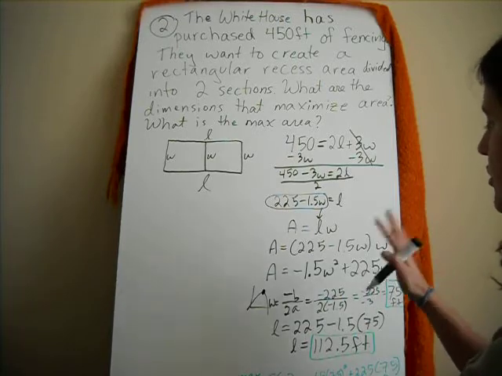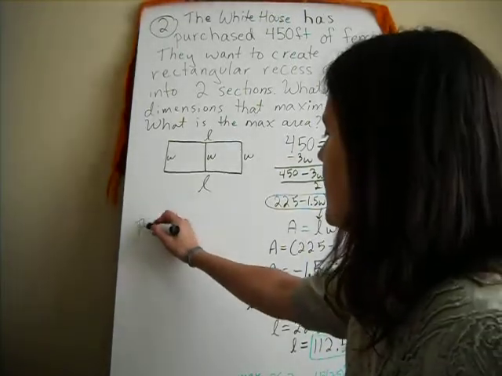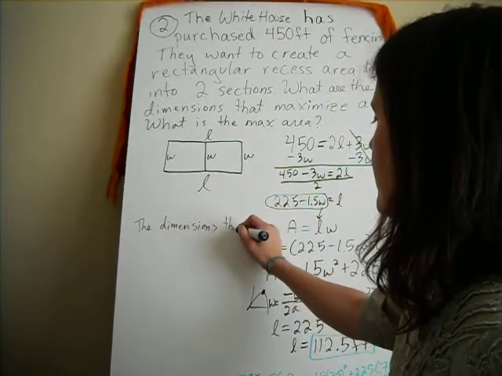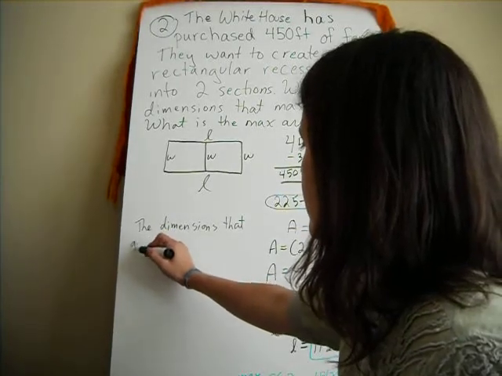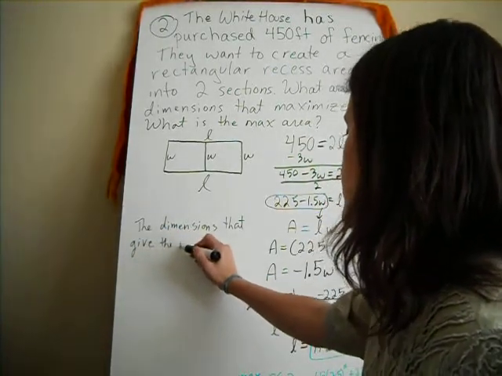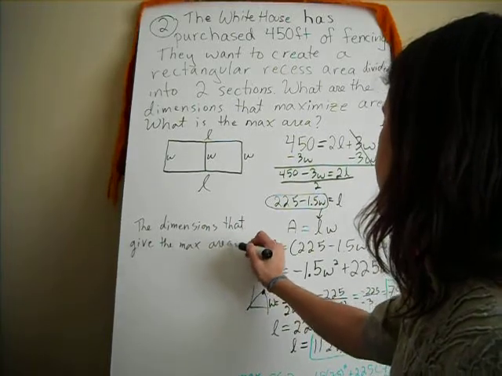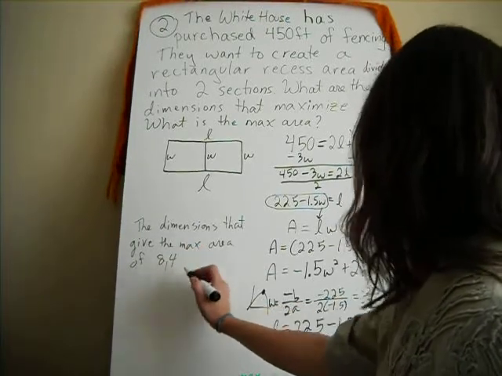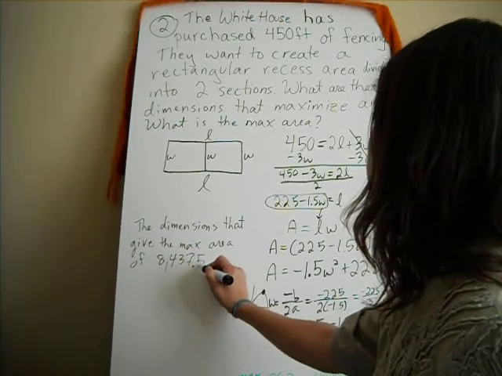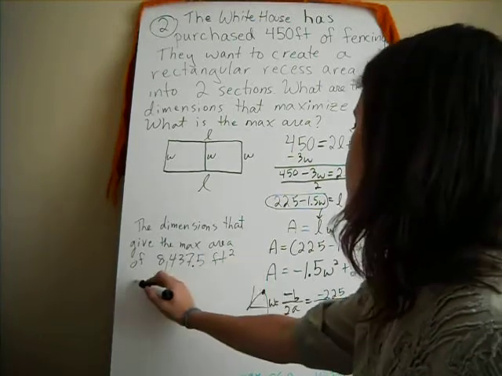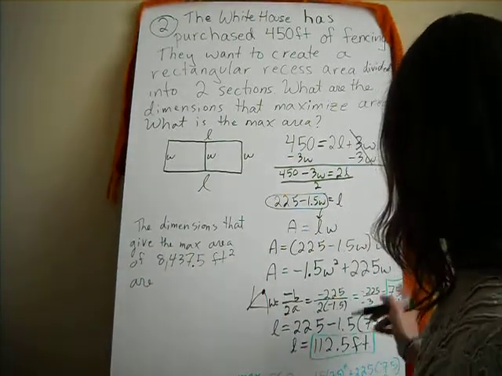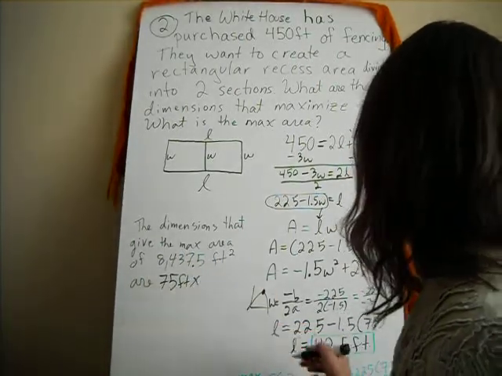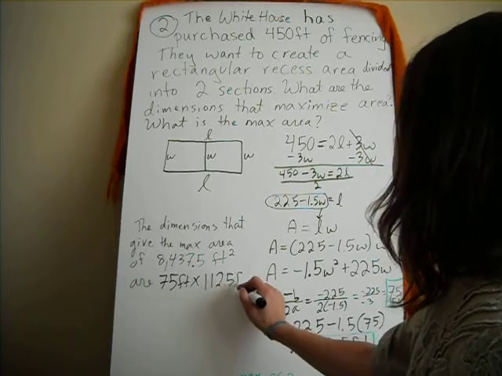So your answer on this could be that the dimensions that give the max area, and that max area was 8,437.5 feet squared, are 75 feet by 112.5 feet.